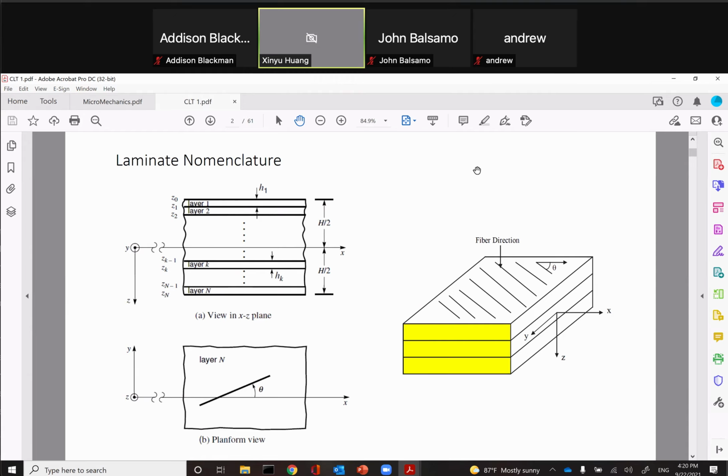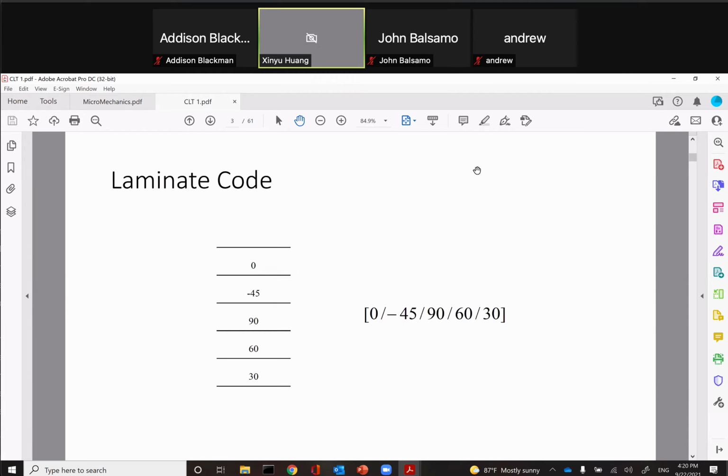And then you can write basically a bracketed code to designate this laminate. This laminate you can see has 5 layers. This is partial information. We don't have the thickness. We also need to know how thick each layer is. But this bracketed notation tells you the orientation of the fibers.